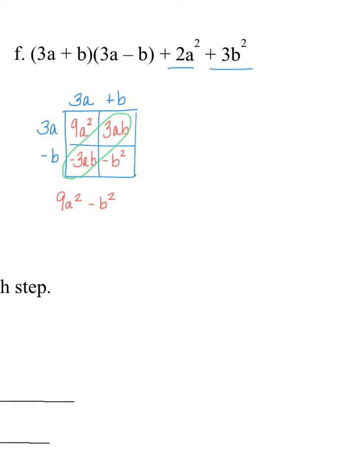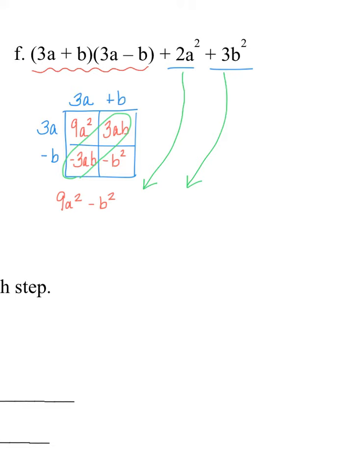What I'd like to pause for a moment and point out is that the 9a squared minus b squared is the result of writing an equivalent expression for the binomial 3a plus b times 3a minus b. But we have yet to discuss these terms here. They need to come down. They have not been a part of our work thus far.